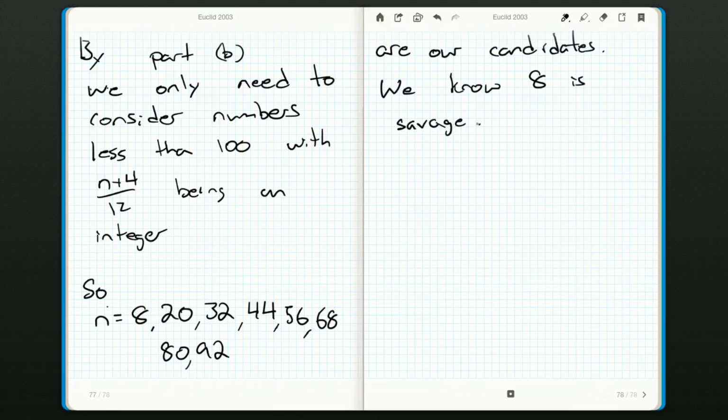Great. So now we have sort of a question upon us. Do we think that this list is short enough that we can just go, is 20 savage, and do it the same way we did part A, and then is 32 savage and do it the same way we did part A? Or do we think this list is too long and that this will be too exhausting and too much guess and check? Should we continue to investigate savage numbers and see if we can find an even better pattern than (n plus 4) over 12?